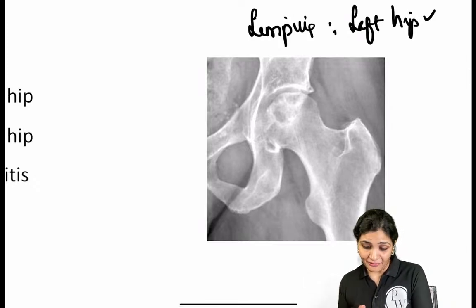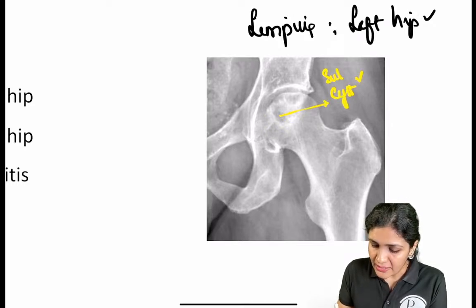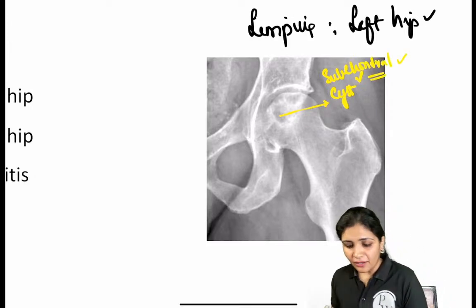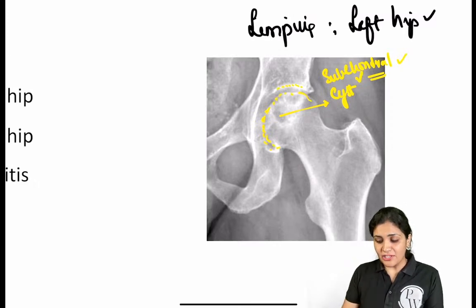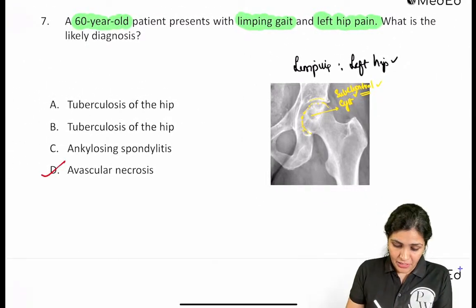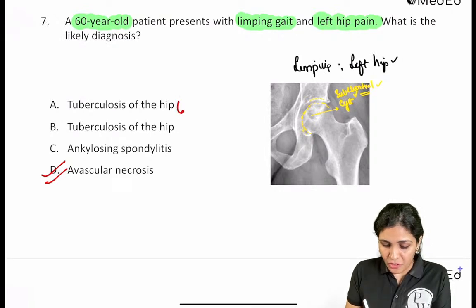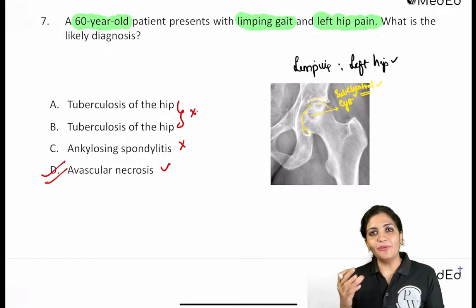So if you see the radiograph, you can see that there is some abnormality which is called this cyst. This is called the subchondral cyst. So here you see the femoral head, in the acetabulum also there is some amount of sclerosis. The joint space here is decreased. There is some amount of deformity in the head and presence of subchondral cyst. This is nothing but your avascular necrosis, right? So this could not be tuberculosis of hip, and this could not be ankylosing spondylitis, but this is nothing but your avascular necrosis.